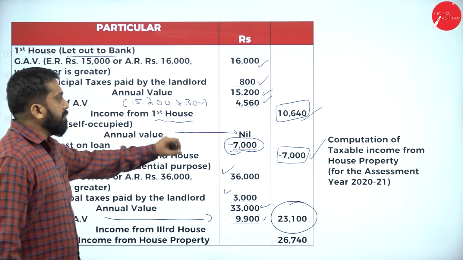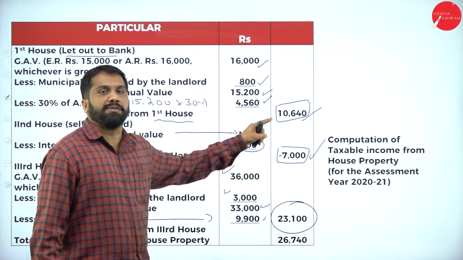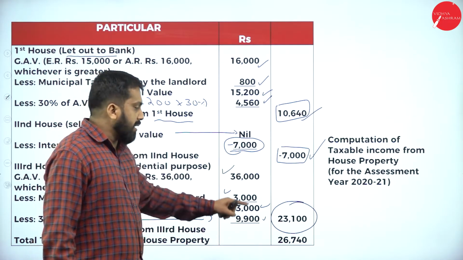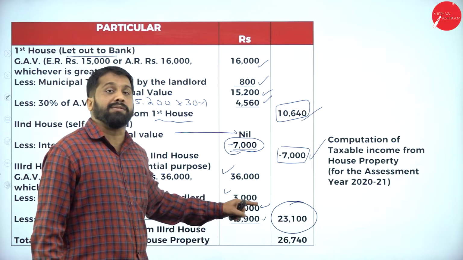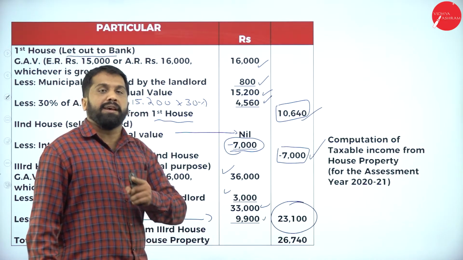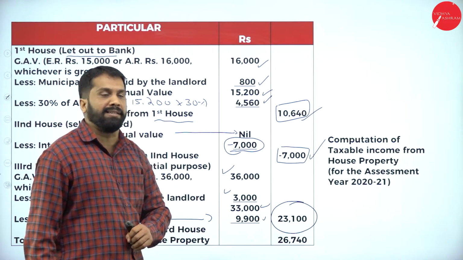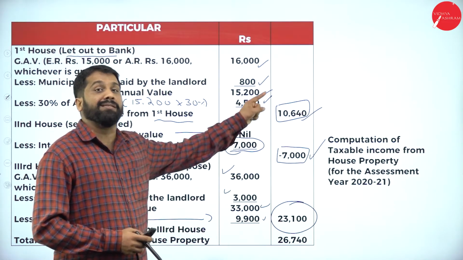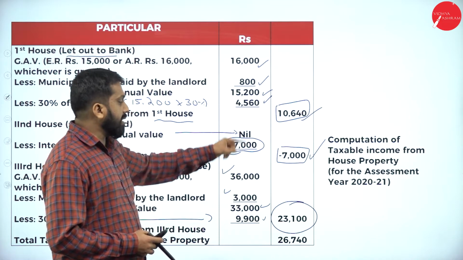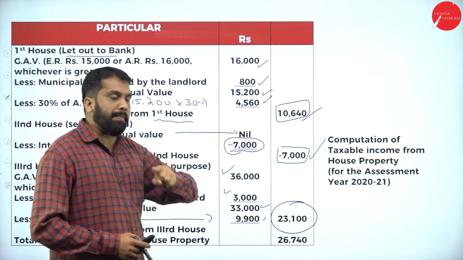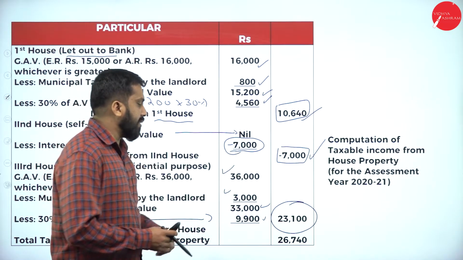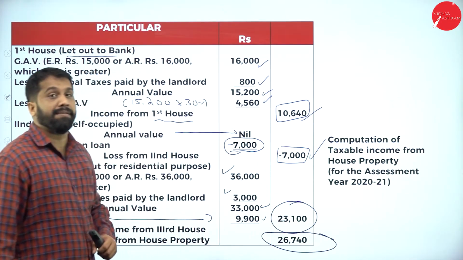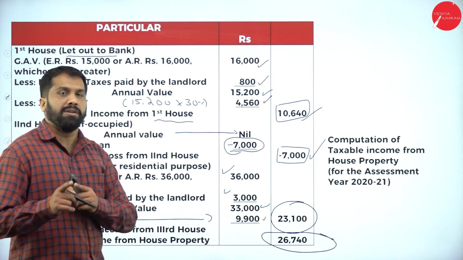Now, income from house 1, 10,640. Loss from house 2, 7,000. Income from house 3, 23,100. Remember, if it is a loss, we should minus. Now, 23,000 plus 10,000, it will be 33,000. 33,740 minus 7,000. Your final answer, 26,740. Any doubt? No doubt.